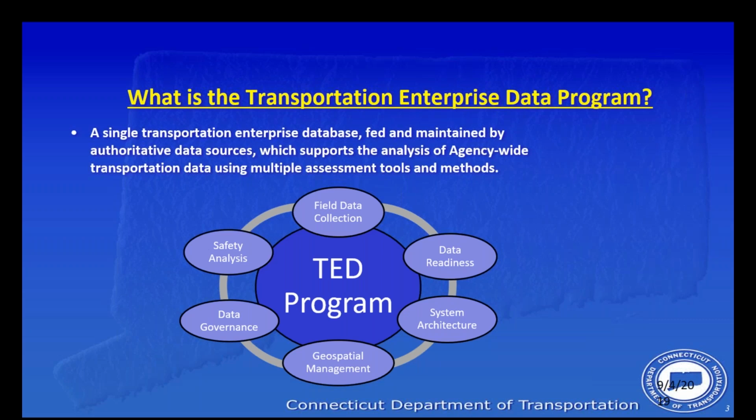You can see various components of the program. Field data collection is key. Managing data to prepare it for migration to an enterprise platform is important. Having a robust system architecture that works to manage this data. Having a geospatial management capability. Certainly having a set of data governance rules in place. And ultimately, to support not only safety analysis, but asset management and capital project management across the board. That's our vision. It's ambitious because it involves virtually every bureau and program in the department.